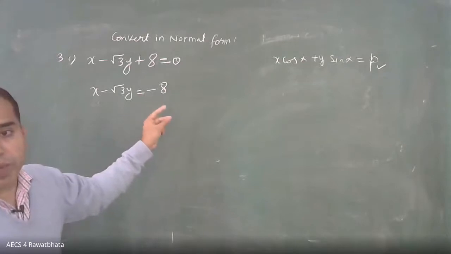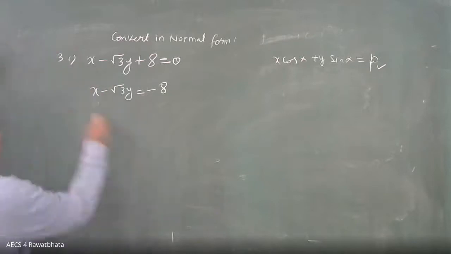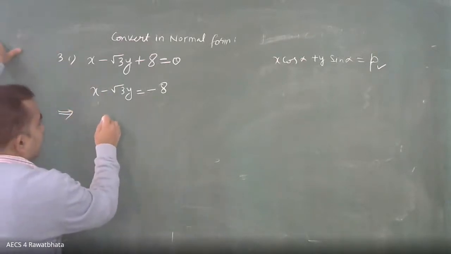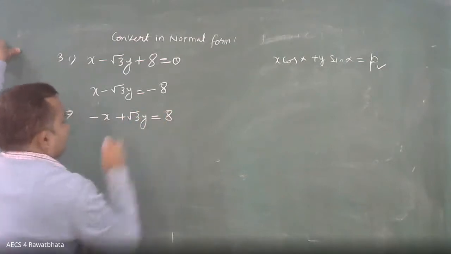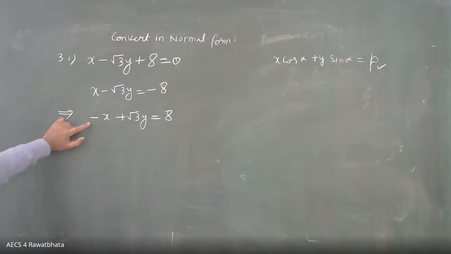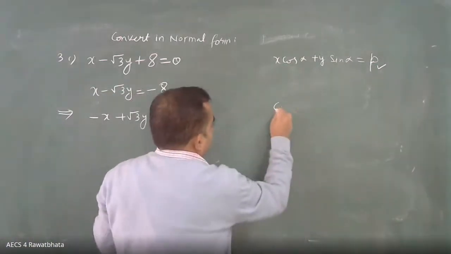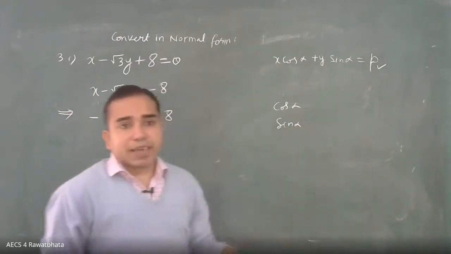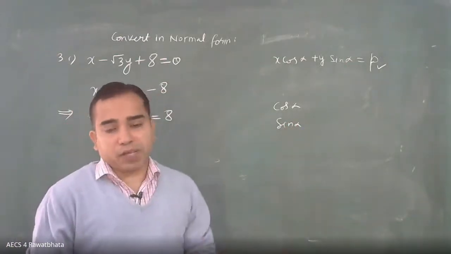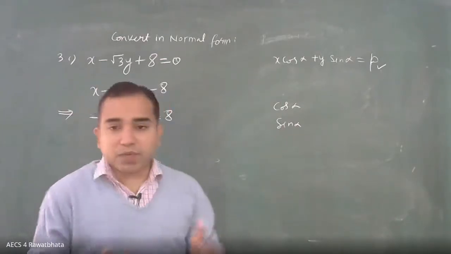So how to make it positive? Multiply by -1. So if I multiply both the sides with -1, it will become minus x plus root 3y equals to 8. And now -1 I have to write as cos alpha and root 3 I have to write as sin alpha. But there are some restrictions with cos alpha and sin alpha. The first restriction is, see, cos alpha has a domain. Cos alpha, you know, lies between which two values?